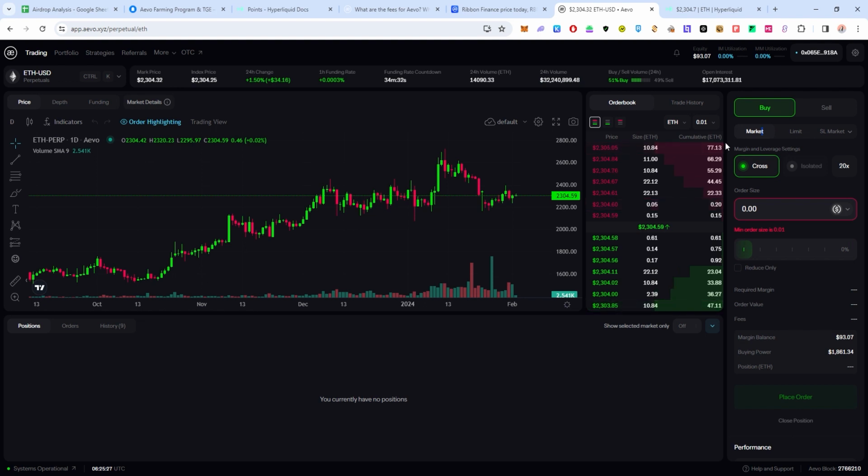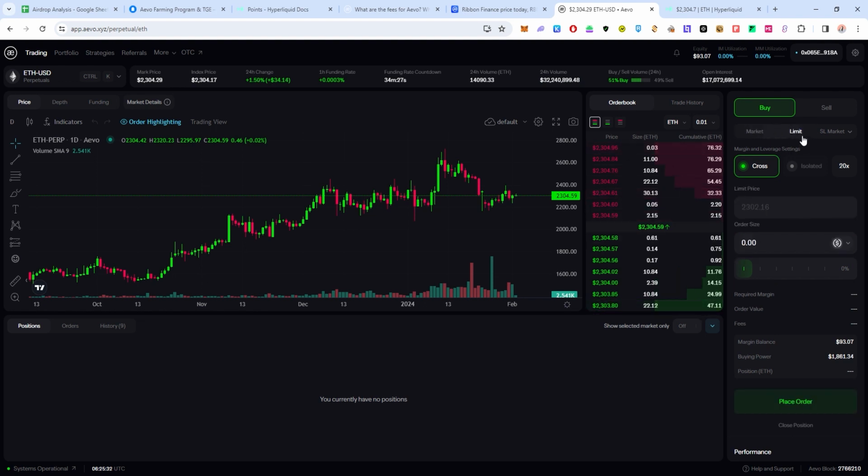Okay, because a market order guarantees the execution of the trade immediately. If you do a limit order, you have to set the price. Let's say I set 2304.5. And you have to wait for this order to be done, which can be very risky, because the price can fluctuate while you are setting the price.